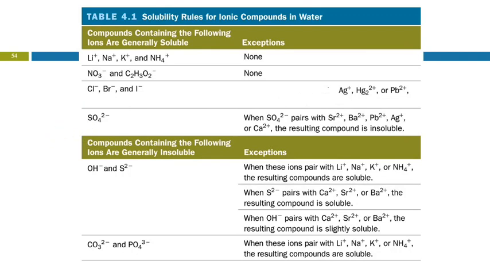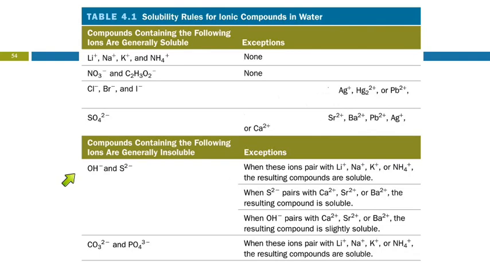Sulfate compounds are also generally soluble, except we have strontium, barium, lead, silver, and calcium. Well, what do strontium, barium, and calcium have in common? They're group 2 metals. And then here we have lead and silver. Those are the same things that we saw up here as exceptions. So those are the ones that are soluble with a few exceptions.